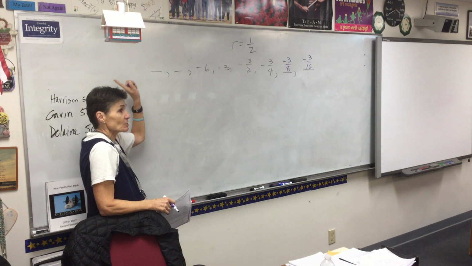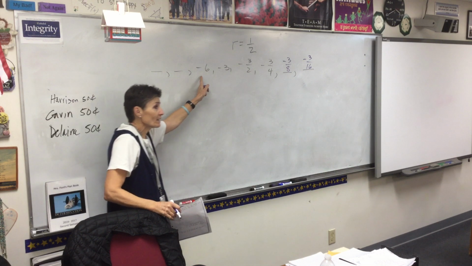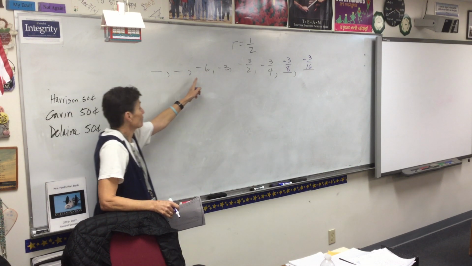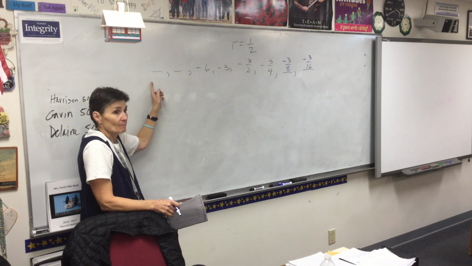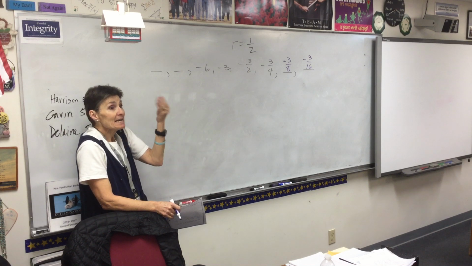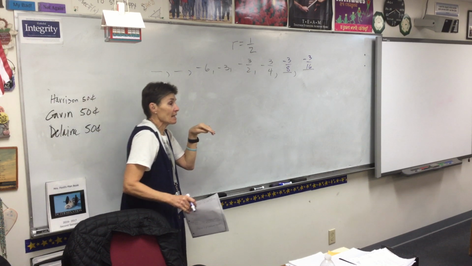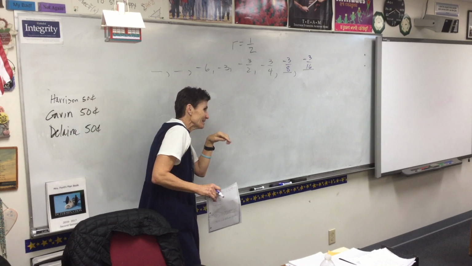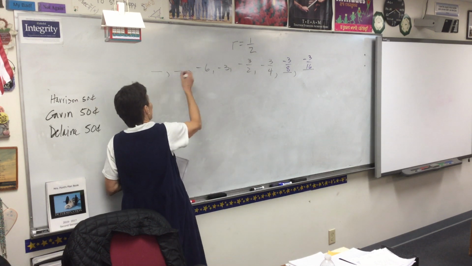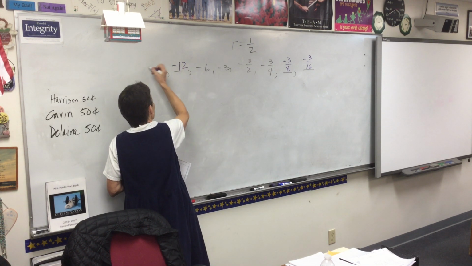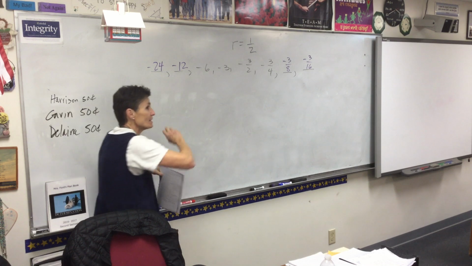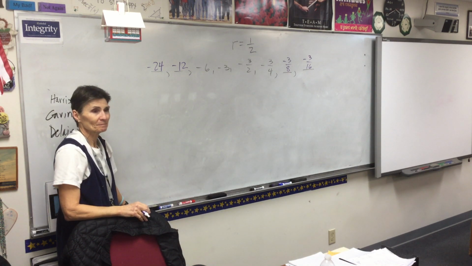Now we're getting wild and wacky. We got to go the other direction. What am I going to do to fill in these blanks here at the beginning? Divide by 1/2. Dividing by 1/2, which is the same as multiplying by 2. So this one would be -12 and -24. Does that make sense to everyone?